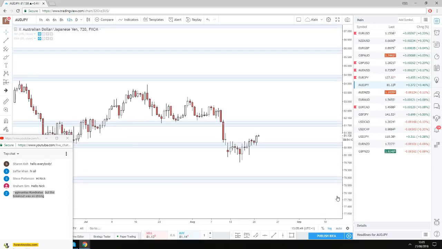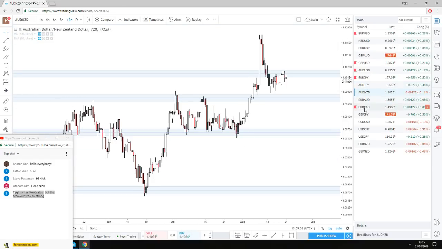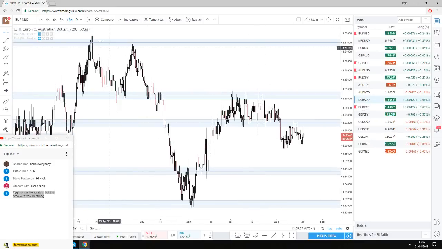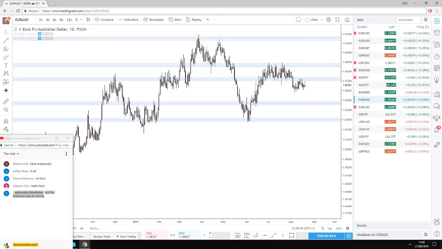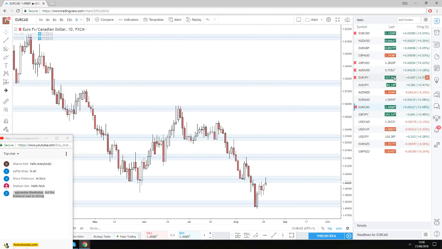Gonna remove those green lines, and nothing much going on in AUDJPY, guys. AUD New Zealand, nothing much going on there. Euro AUD, similar situation, nothing much going on there. EURCAD, similar to EURJPY, pushed up to the resistance. Could be looking for a short continuation here. Let's keep an eye on it.